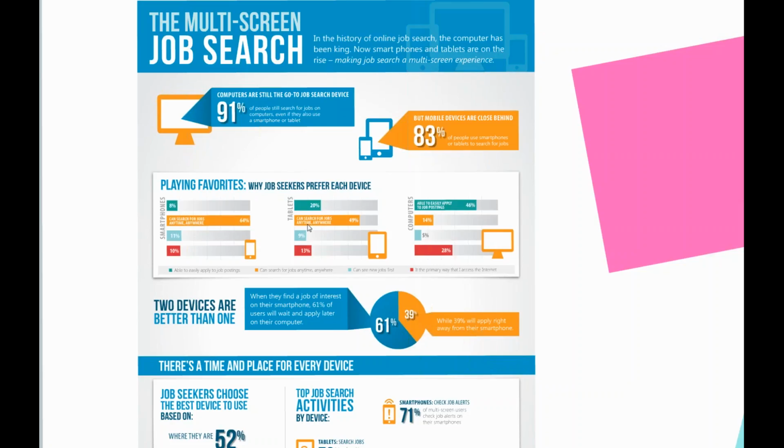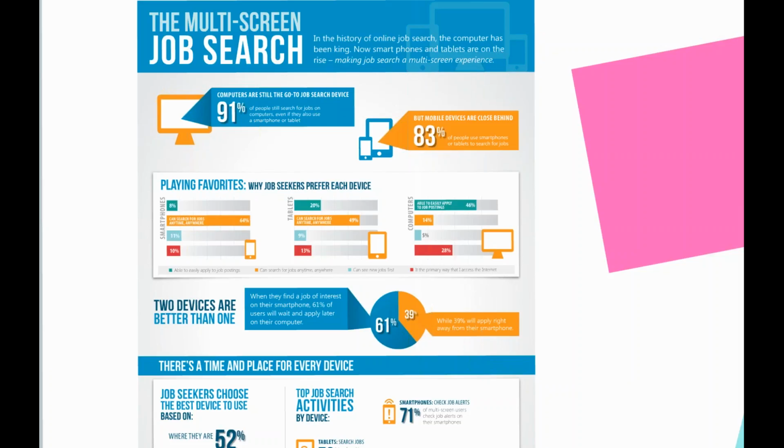But there is still another percentage that will, if they find that job of interest on their smartphone, 61% will wait and apply later on their computer, whereas 39% will apply right away from their smartphone. And I have found that even here in our center, we will have somebody in our resource center who may have seen something on their smartphone, but they may still come into the center and get back to that email or that website and actually do the application on a computer.